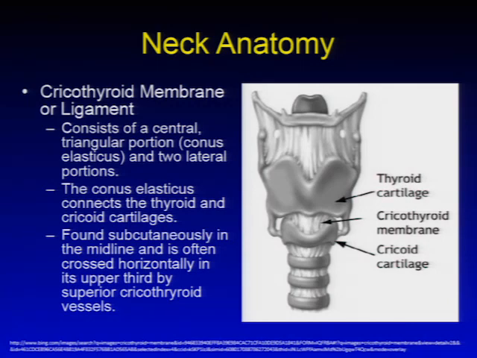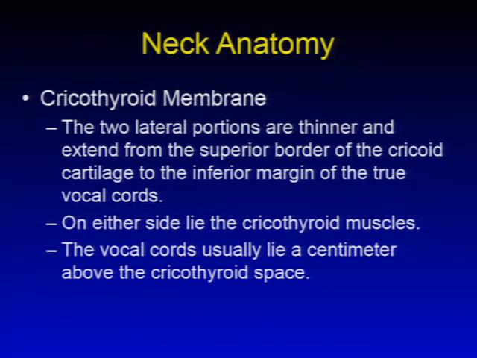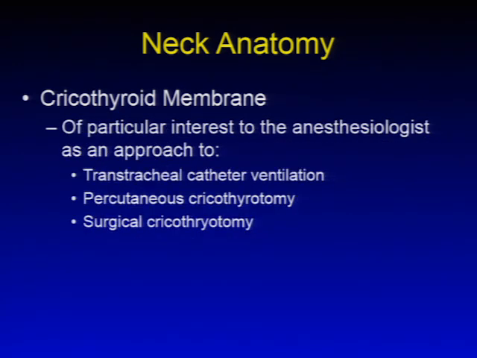The two lateral portions are thinner and extend from the superior border of the cricoid cartilage to the inferior margin of the true vocal cords. On either side lie the cricothyroid muscles. The vocal cords usually lie a centimeter above the cricothyroid space. The cricothyroid membrane is of particular interest to the anesthesiologist as an approach to transtracheal catheter ventilation, percutaneous cricothyrotomy, and surgical cricothyrotomy.